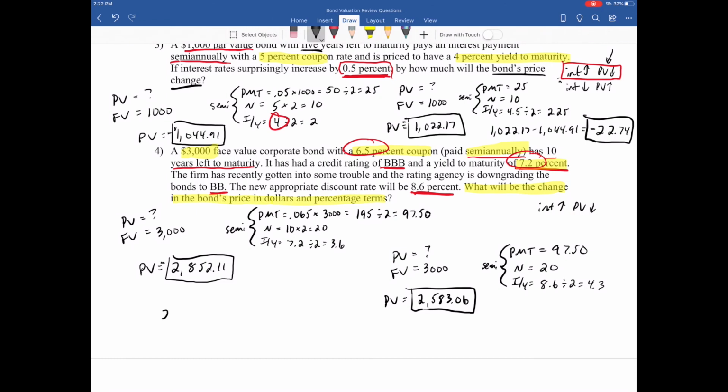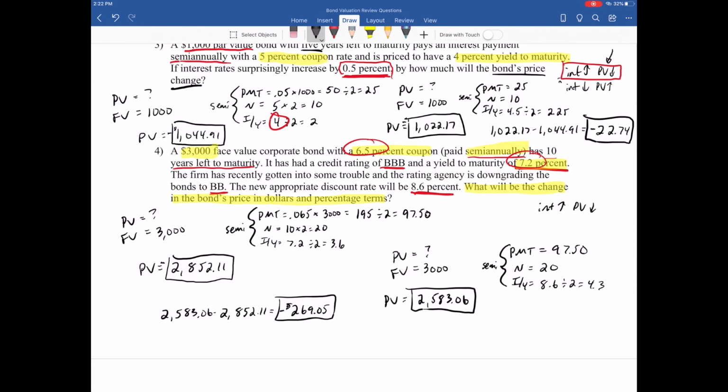So let's take our ending value of $2,583.06, subtract our beginning value of $2,852.11. We can see that we have a decrease of $269.05. So this is a monetary amount, a dollar amount. It has decreased $269.05. Now let's do it in percentage terms.